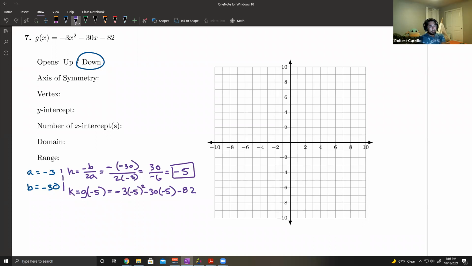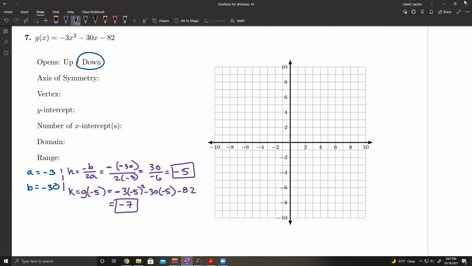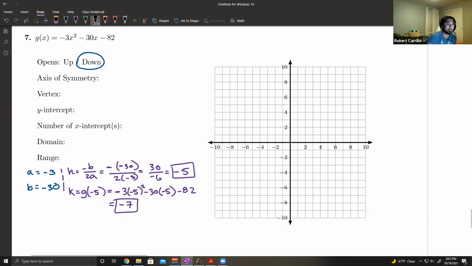25 times negative 3, that's negative 75. And negative 30 times negative 5 is positive 150. So negative 75 plus 150 is 75. And 75 minus 82. Is that negative 7? Yes. Yay. All right. Cool. There's our vertex. Negative 5, negative 7, axis of symmetry, negative 5.